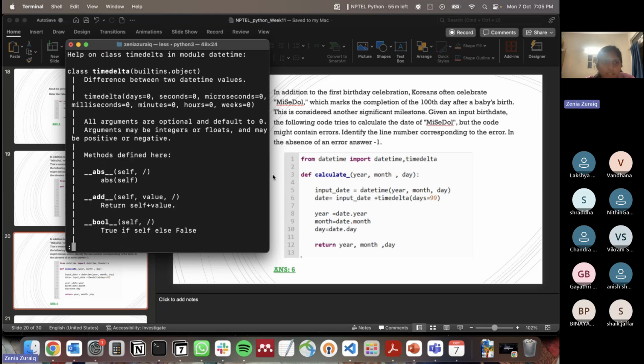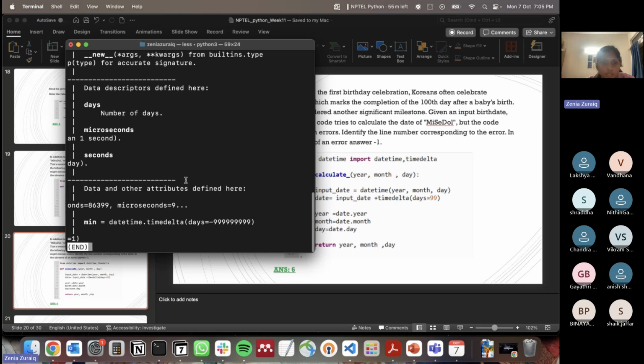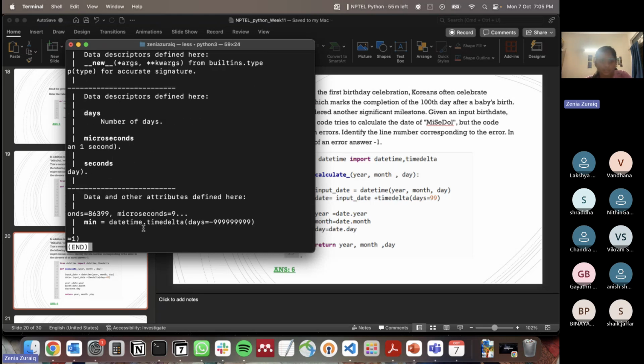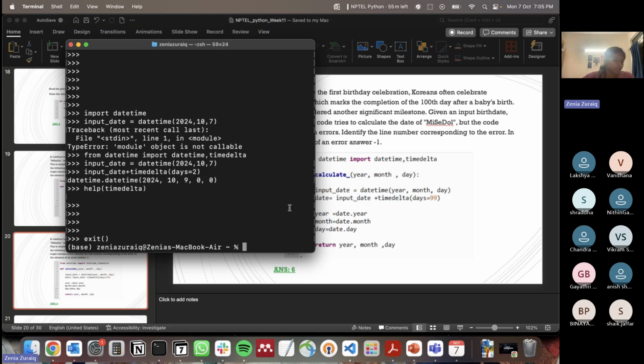So time delta basically gives you the difference between two time values. If you give time delta of days something, then it will give you the thing. So that's how it works. The other parts, seconds and microseconds, are also there, and that's why it was not shown.